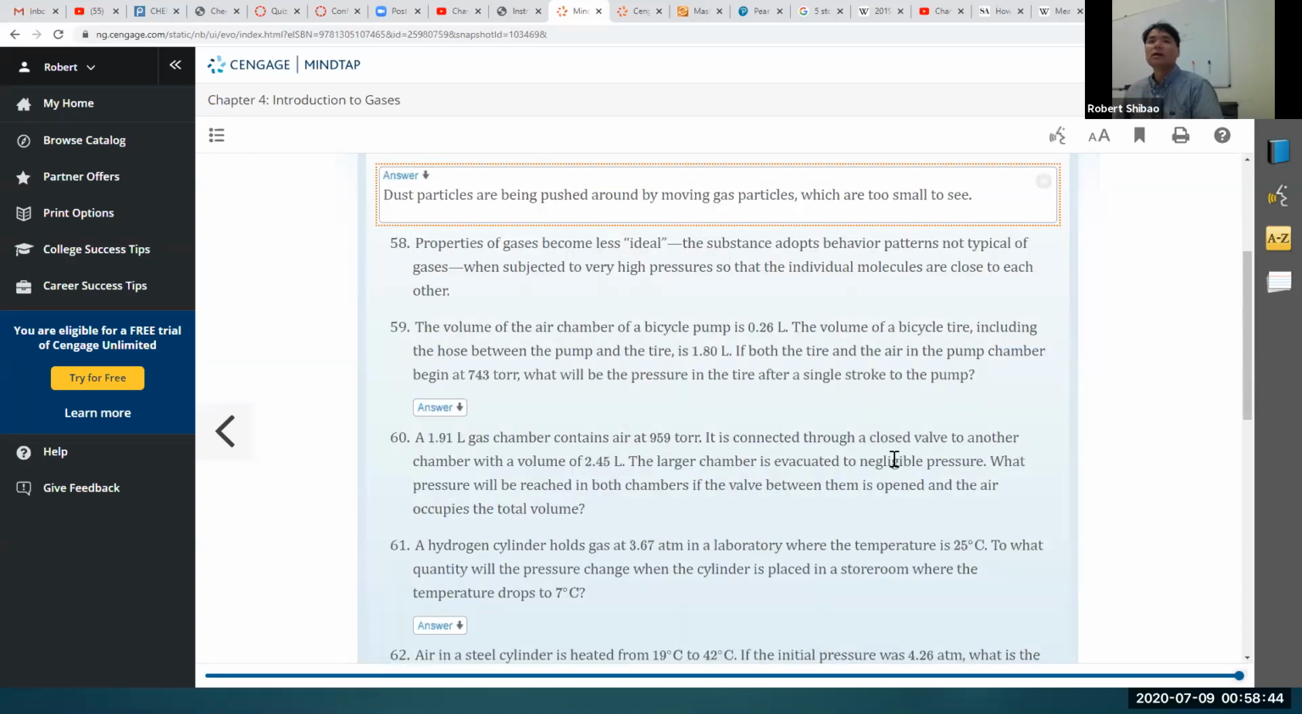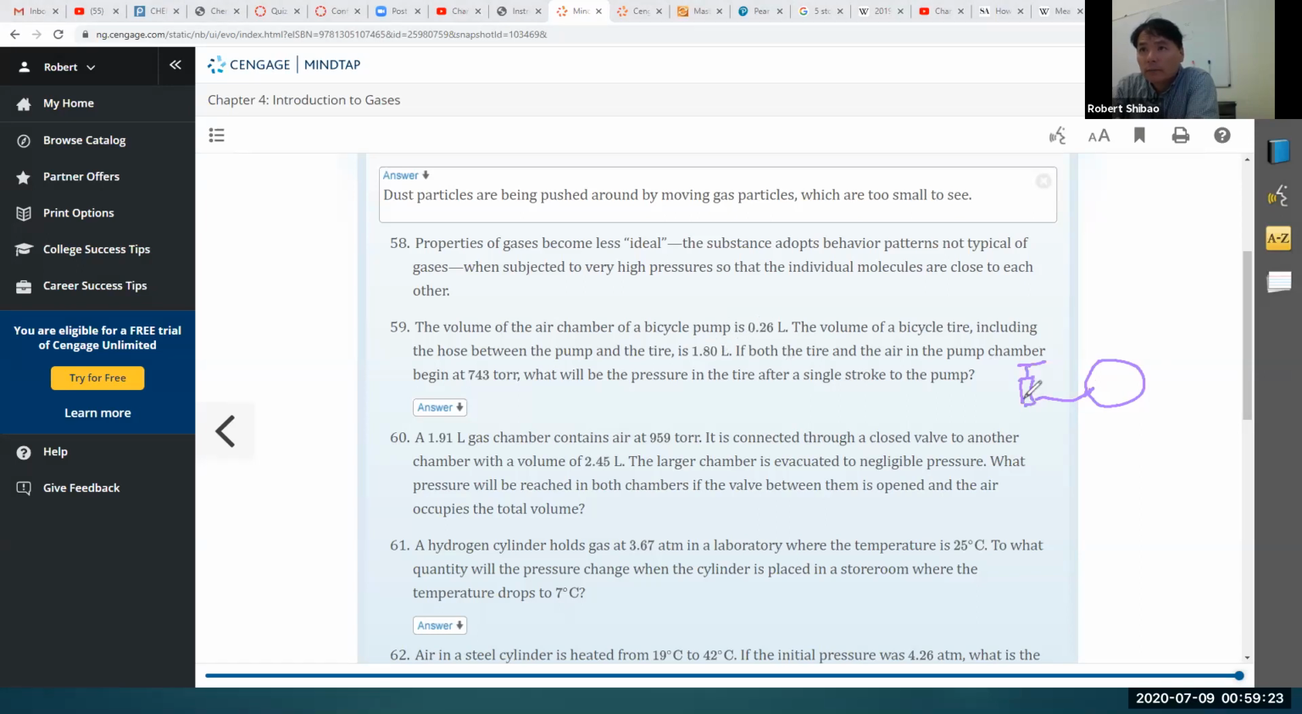Well, what helps in a lot of these problems is to try to draw this pictorially. So let's end with this particular problem. We'll have a pump here, a bike pump, and then there's going to be a tube to a tire, a bike tire.